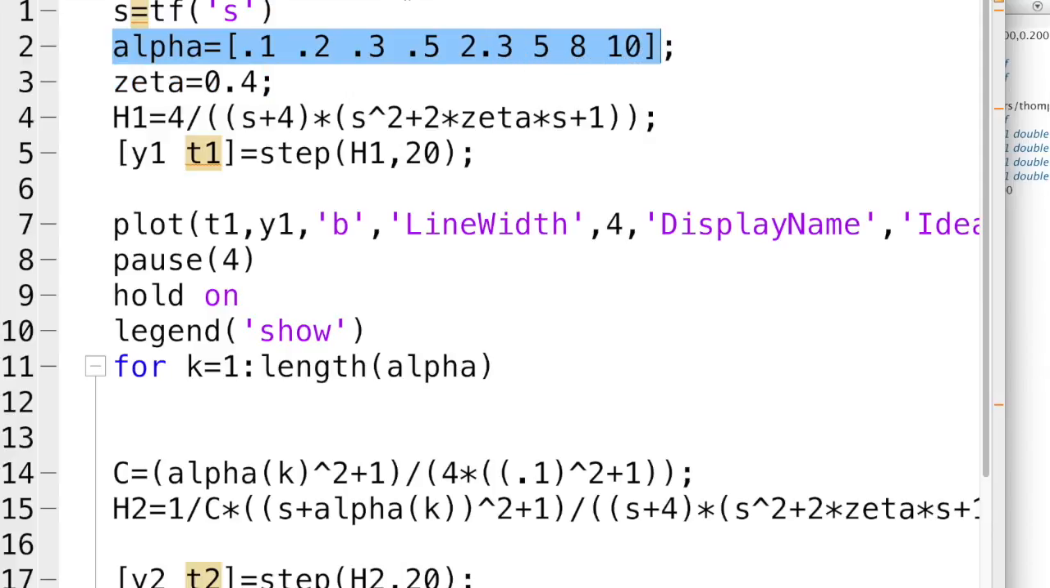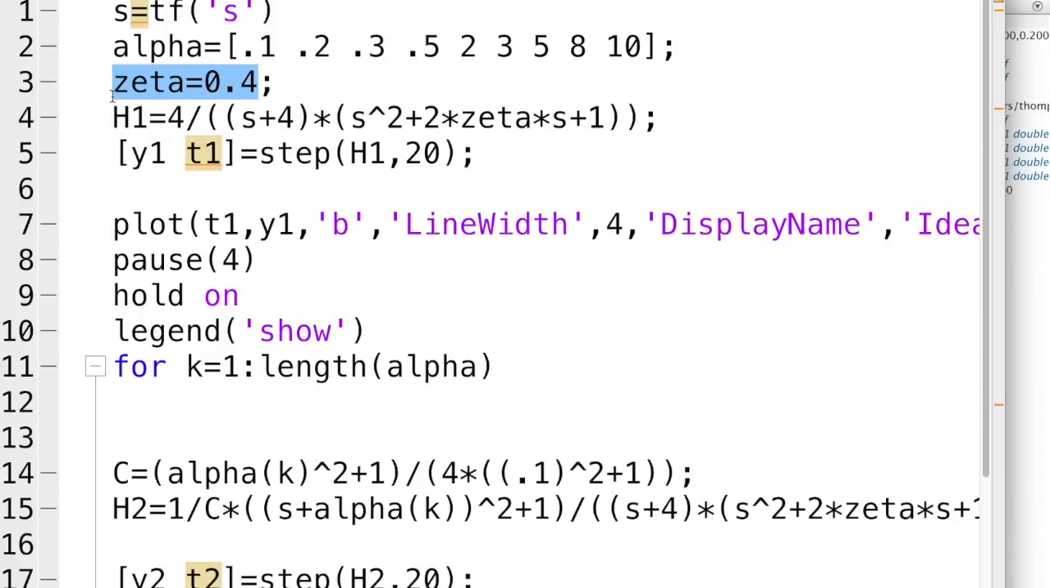And as I said previously in the video, at alpha equal 0.1, the complex poles and the complex zeros cancel. So we see that effect. And then at alpha equal 0.2, the poles and the zeros are only 0.1 apart. And then we're moving them further and further apart as we increase alpha through various values. By the time we get to alpha equal 10, the complex zeros are pretty far from the complex poles. Again, we're going to use a particular zeta value.